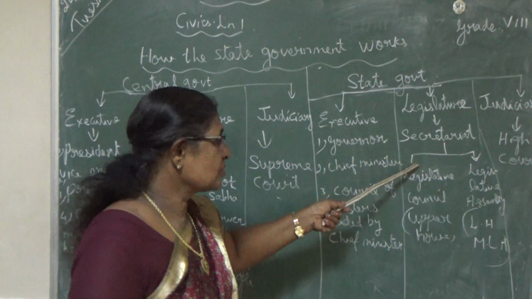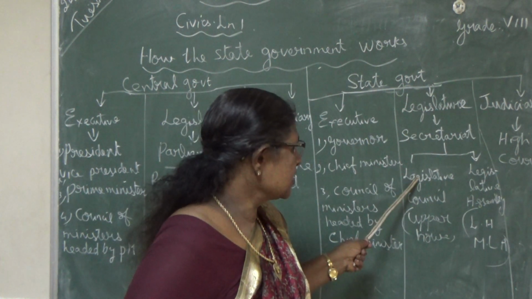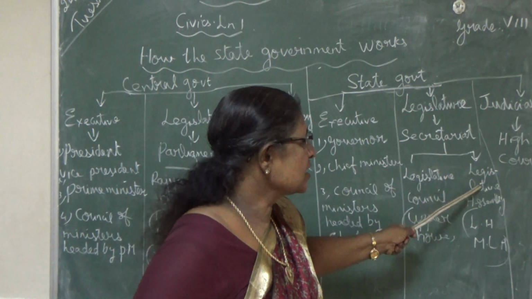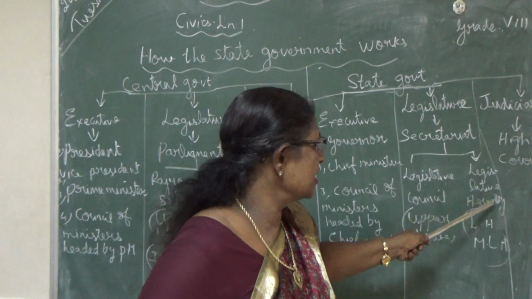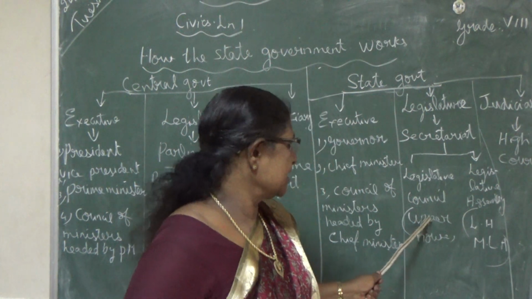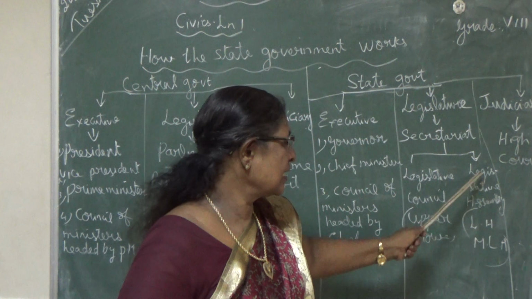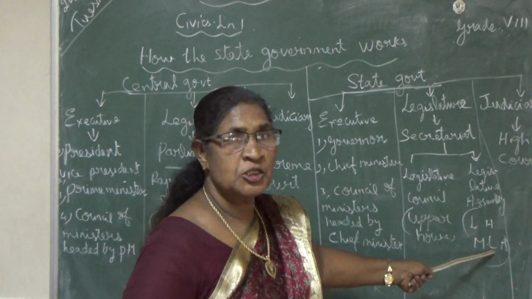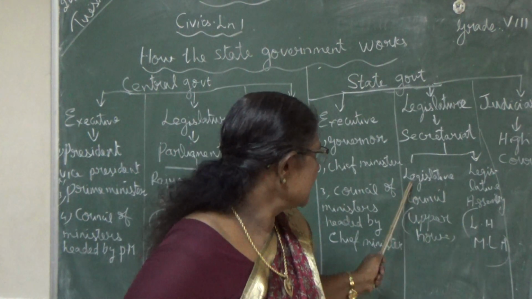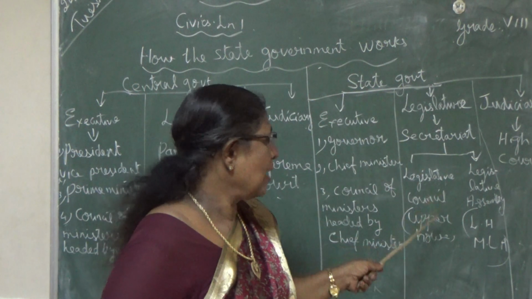Okay, so it also has two councils, that is the legislative council and legislative assembly. Otherwise, it is called the upper house and lower house. Here the legislative assembly has MLAs, members of the legislative assembly. Here that is the legislative council, which is otherwise called the upper council too.